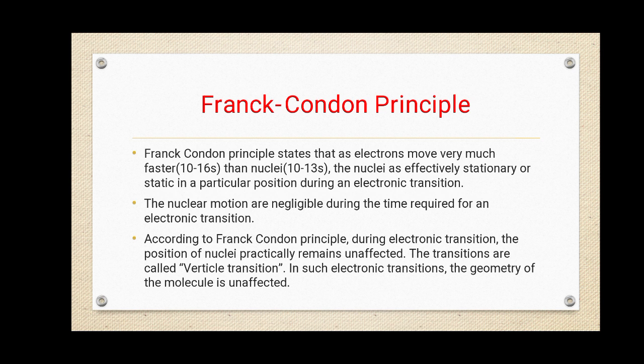Another thing is that according to the Franck-Condon principle, during an electronic transition the position of the nuclei practically remains unaffected. The transitions are called vertical transitions. So the main thing is that the position of the nuclei remains unaffected and the transitions are vertical. In such electronic transitions, the geometry of the molecule is unaffected. So let us see the graph again.